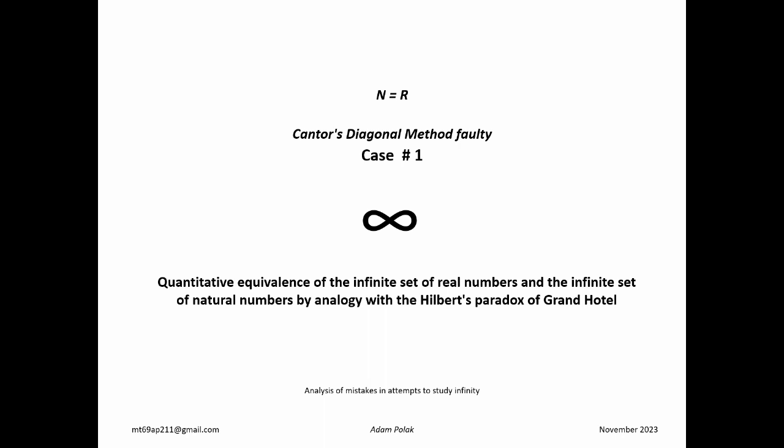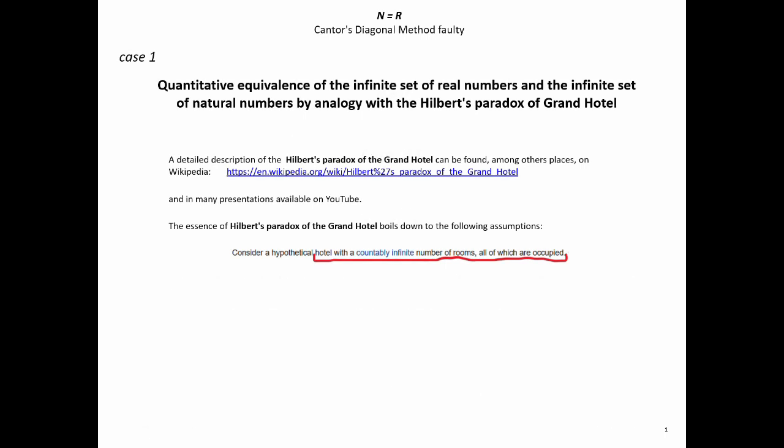Cantor's diagonal method faulty. Case 1. Quantitative equivalence of the infinite set of real numbers and the infinite set of natural numbers by analogy with the Hilbert paradox of the Grand Hotel. A detailed description of the Hilbert paradox of the Grand Hotel can be found, among other places, on Wikipedia and in many presentations available on YouTube.